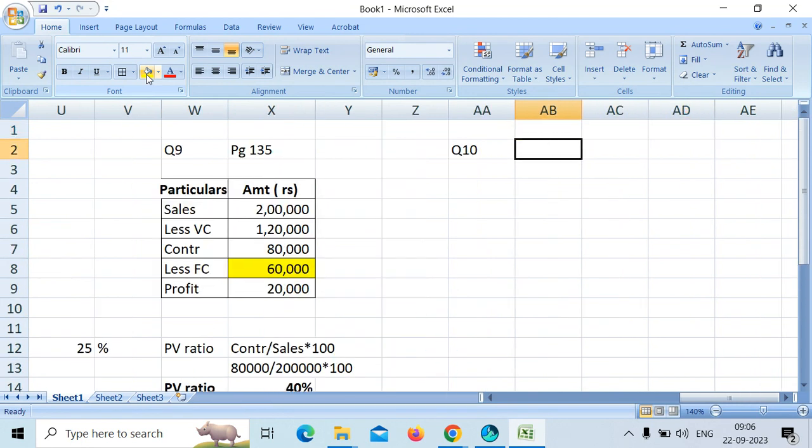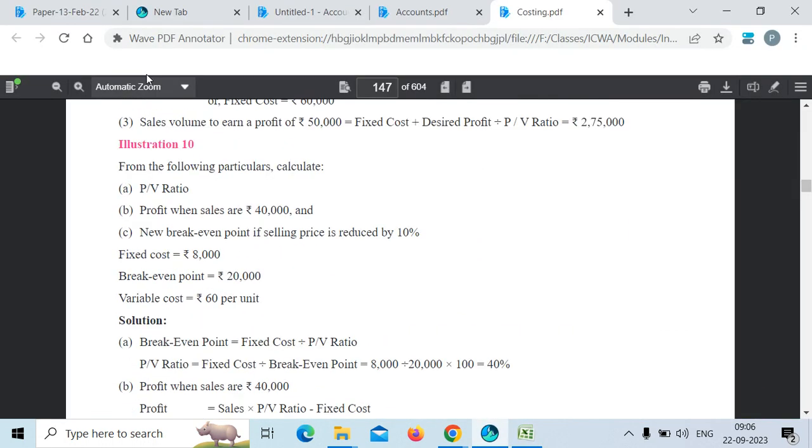Question number 10, page number 135. So here they are asking you to answer from the following particulars. Calculate PV ratio. Profit when sales are 40,000. New break-even point if selling price is reduced by 10%. Fixed cost 8,000. Break-even point 20,000. Variable cost 60 rupees per unit. So almost the same information and same question is given which we did under illustration 9.